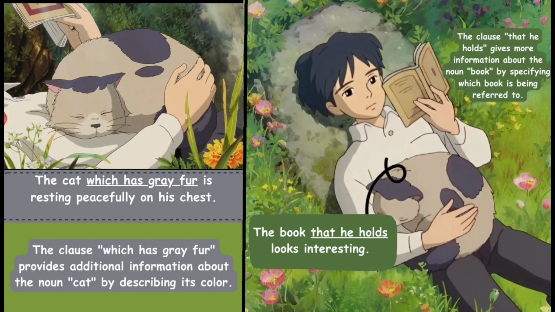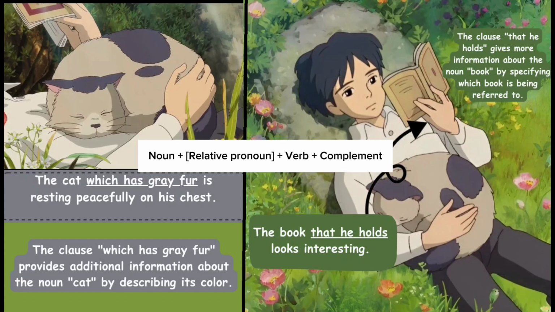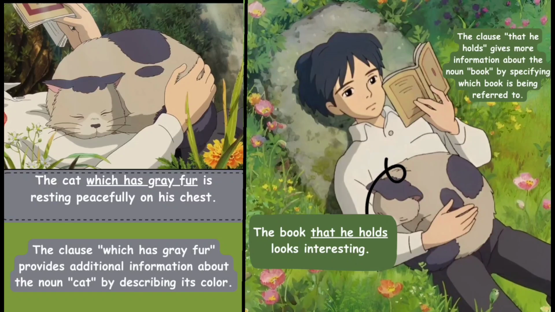And the sentence, the cat which has gray fur is resting peacefully on his chest. In the sentence, the clause which has gray fur is an adjective clause because it provides additional information about the noun cat by describing its color. So the structure of relative pronoun is noun plus relative pronoun plus verb plus complement.